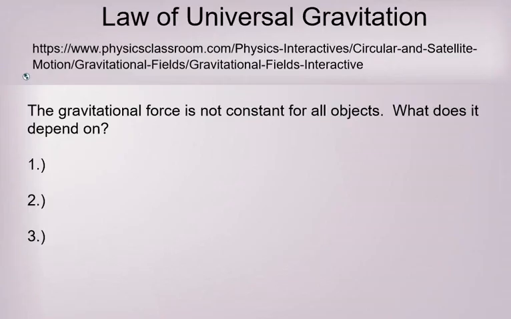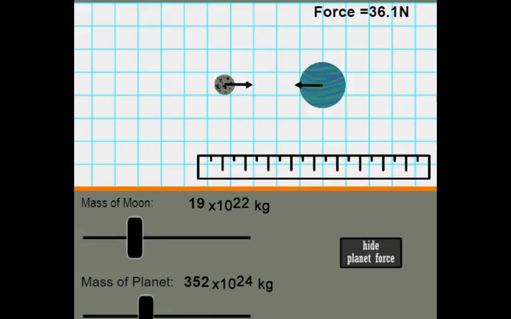Let's look at a simulation and see if it can help us figure out how to calculate the amount of gravitational force between two objects. The simulation comes from physicsclassroom.com. I have two objects, in this case a planet and a moon, and they are exerting a gravitational force on one another. As you increase or decrease certain variables, you'll notice that the force changes. For example, if I move the moon farther from the planet, you'll notice that the gravitational force is getting smaller. If I move them closer, it's getting larger.